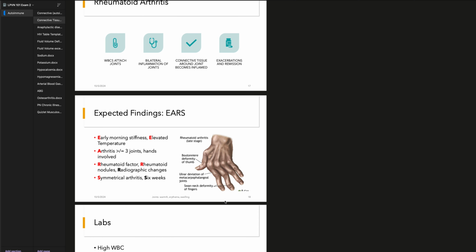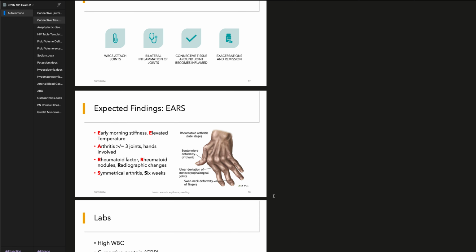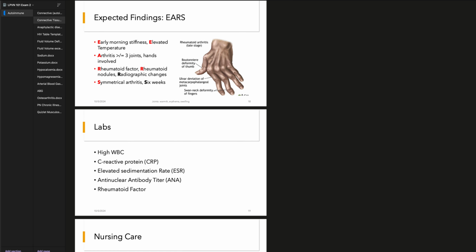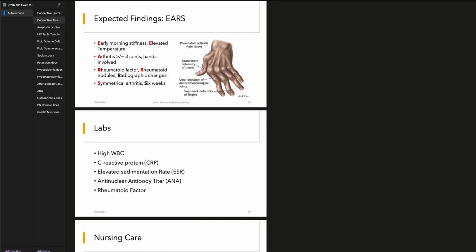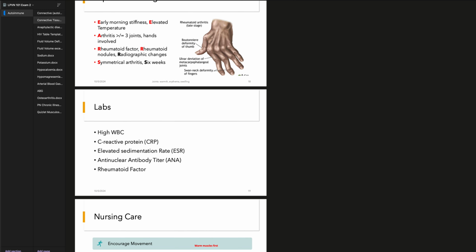Okay, I talked about it being symmetrical. So the labs, they're going to have a high white count, and this could happen in any autoimmune disease. Any autoimmune disease could have a high white count, C-reactive protein, elevated SED rate, anti-nuclear antibody titer could be elevated, and rheumatoid factor could be elevated or present.